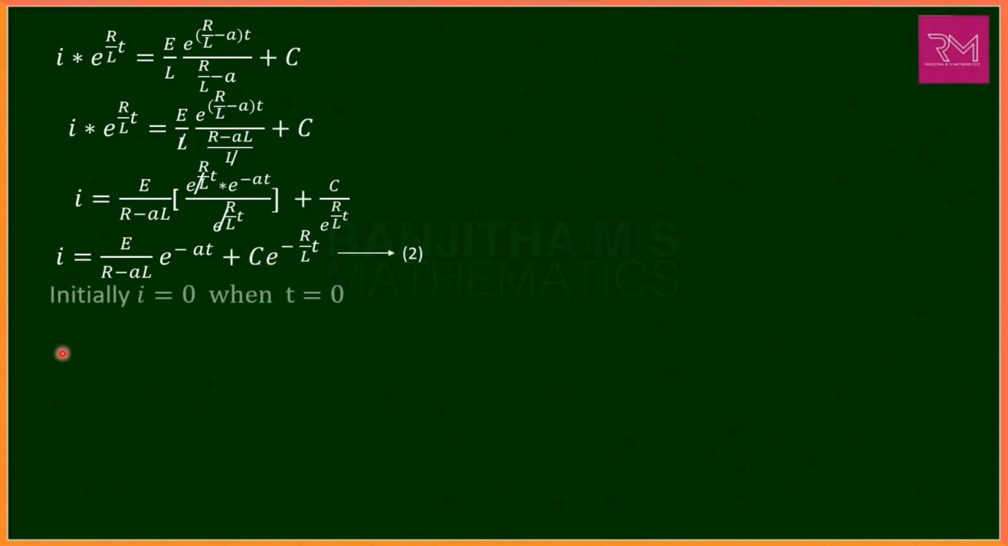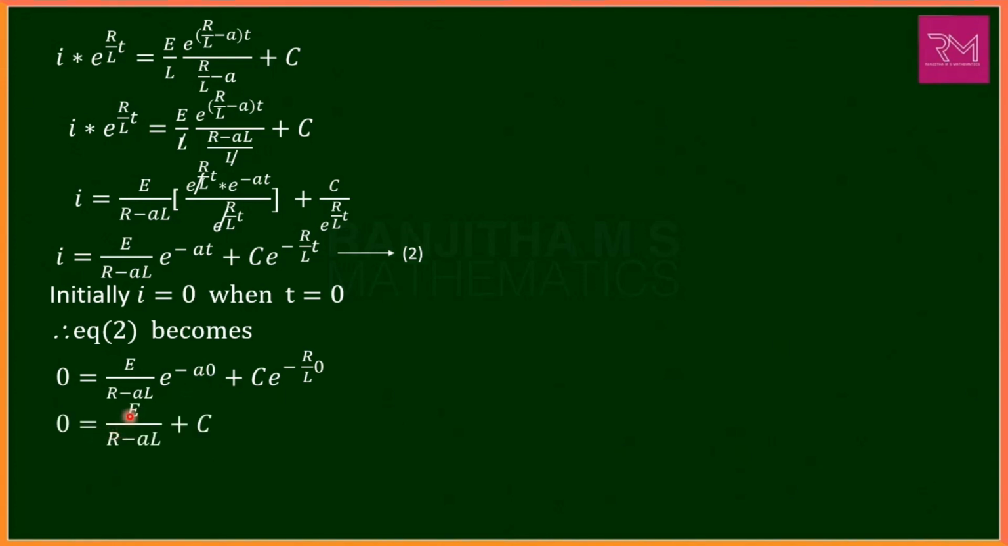For that, take the given data, that is initially they have given current I equal to 0 when t is equal to 0. So substitute I value as 0 and t value as 0 in equation 2. We get 0 equal to E/(r − aL) into e^(−a·0) plus c into e^(−r·0/L). Here this value becomes 1, here also this value becomes 1. Remaining is 0 equal to E/(r − aL) plus c.